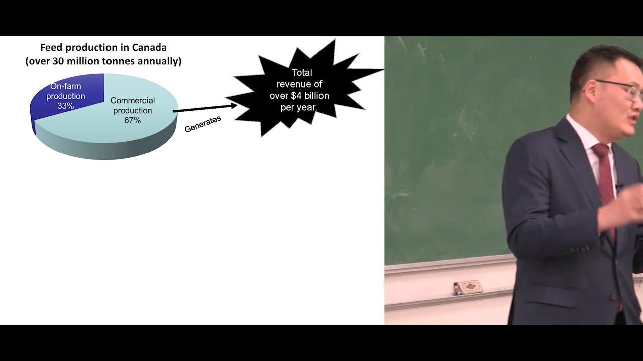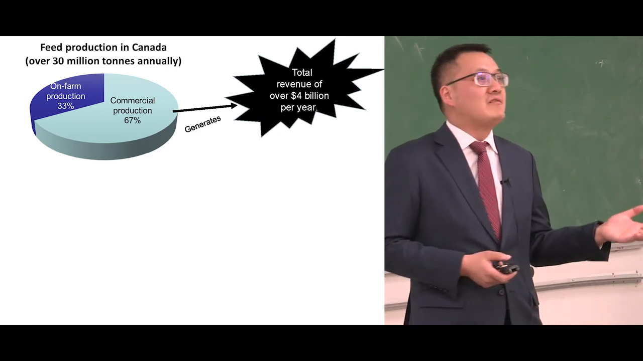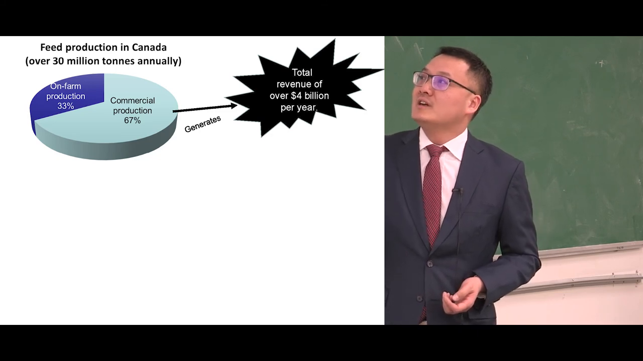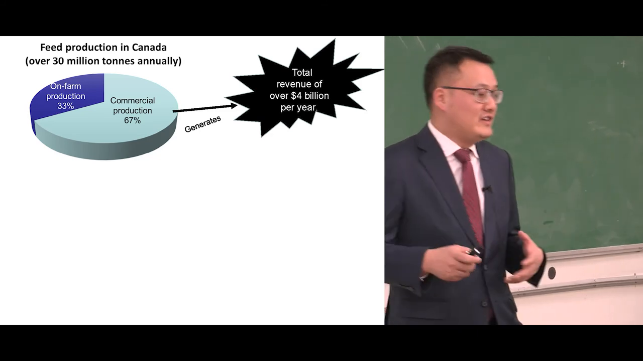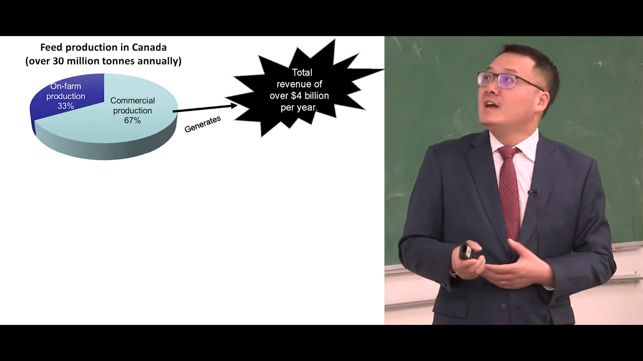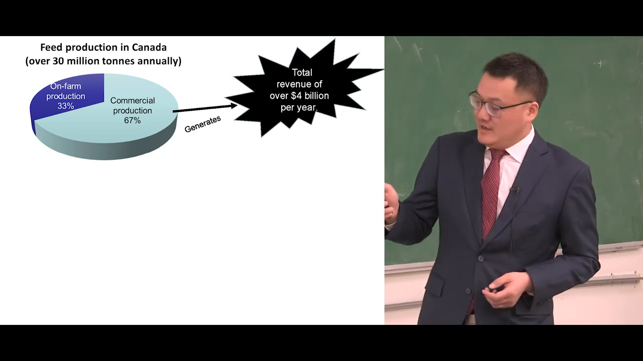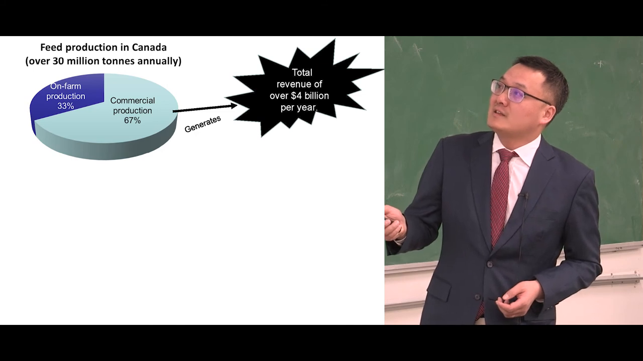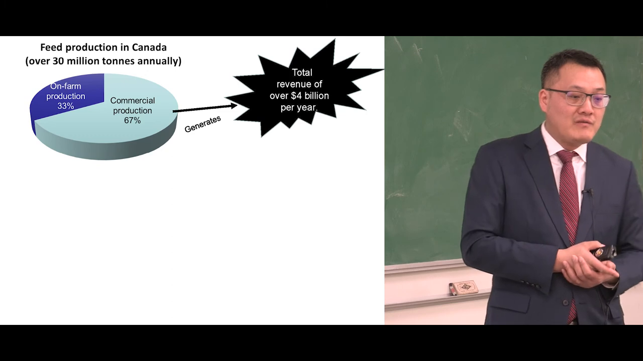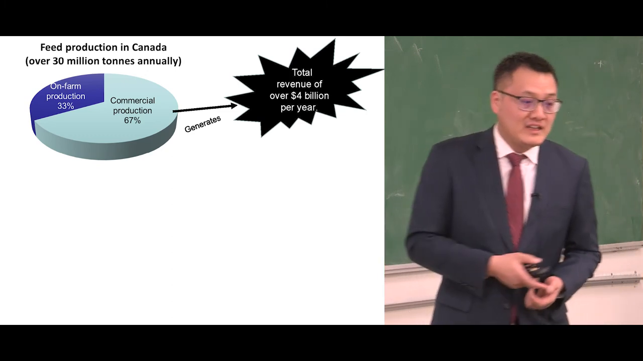This includes two parts. One part is commercial production, about 67%, and on-farm production is about 33%. Commercial production is mainly feed produced in commercial feed mills, which sell the feed to the farm, right? On-farm production is just produced on the farm, on-site. The majority, the 67% commercial production, produces total revenue of over $4 billion per year. So it's quite an important economic sector in Canada.